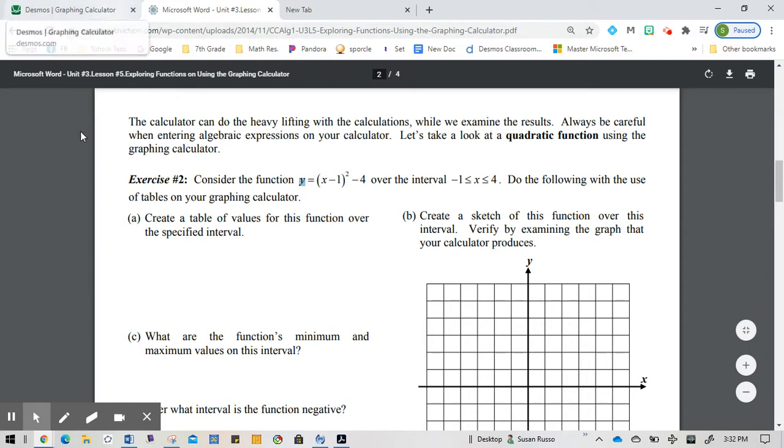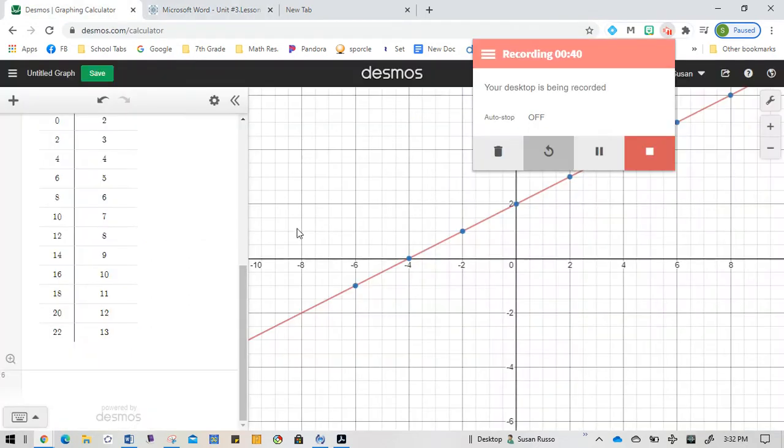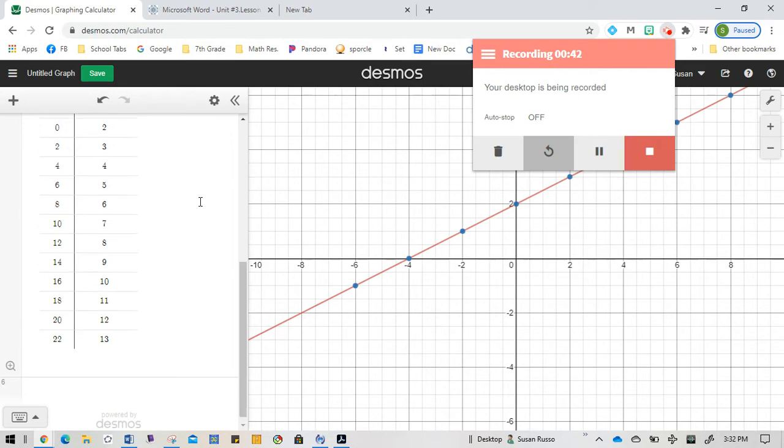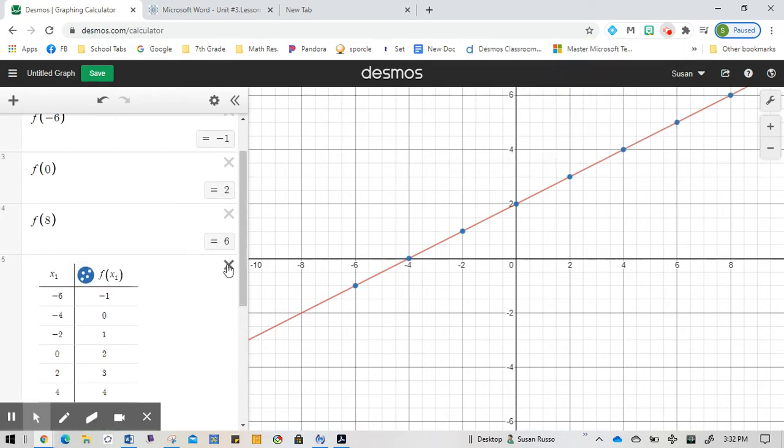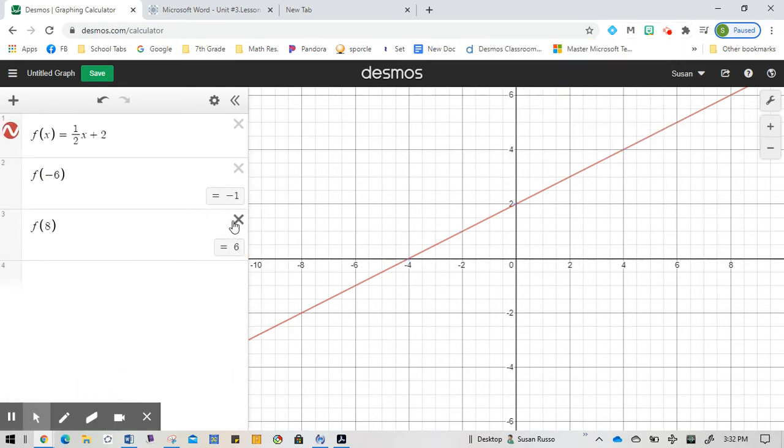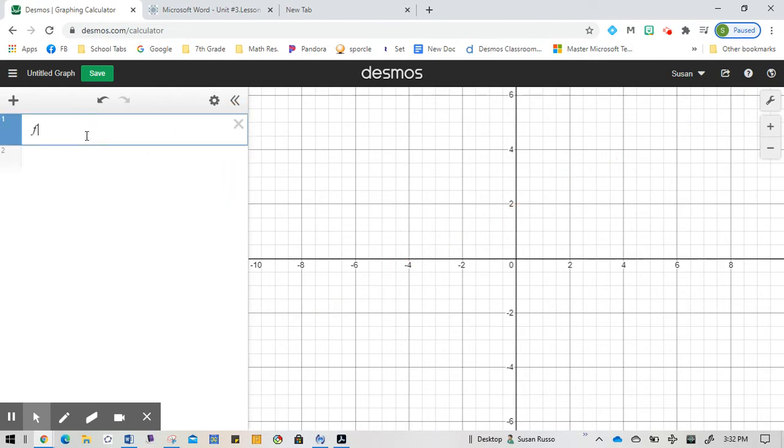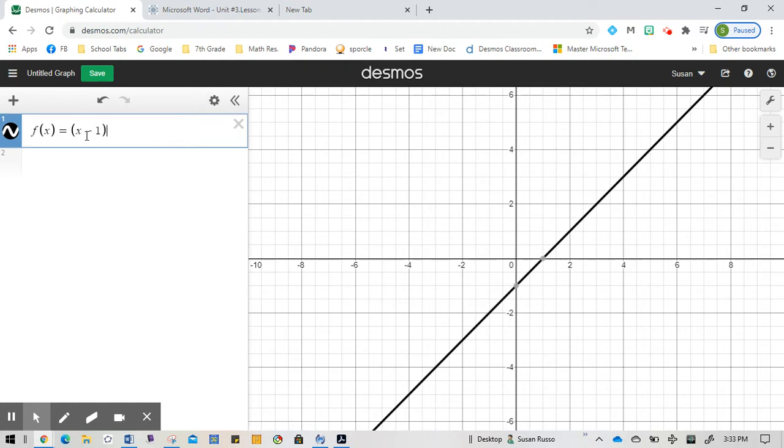So back in Desmos, I'm going to delete all of the old functions that I had in there. And the way I do that is I'm going to click those little x's. So I didn't need any of those values anymore. And I'm going to now type, I'll do the same thing, f of x, and really we could call it anything, equals. I'm going to do parentheses, x minus 1, close parentheses.